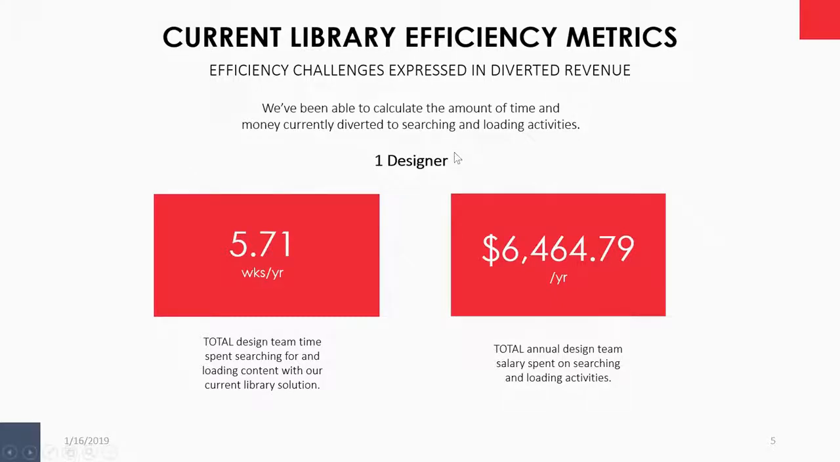So based on our one designer ROI model that we put forward, you'd be able to plug the numbers in here, where right now the total design team is spending 5.7 weeks each year searching for and loading content, and that's roughly coming out to a cost of $6,500 per year. So that's something that will be relatively impressive, that you're able to identify specifically what the current status is now, and then it'll lead to being able to identify where the cost savings can occur.